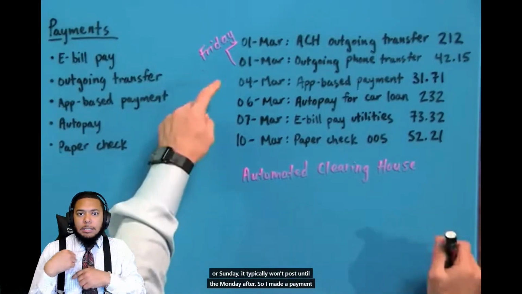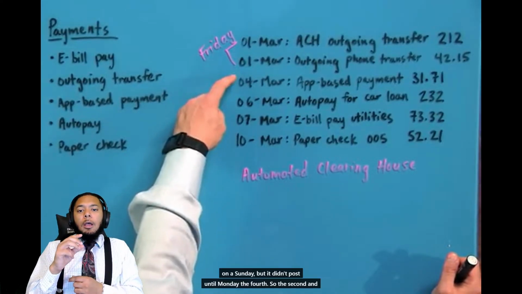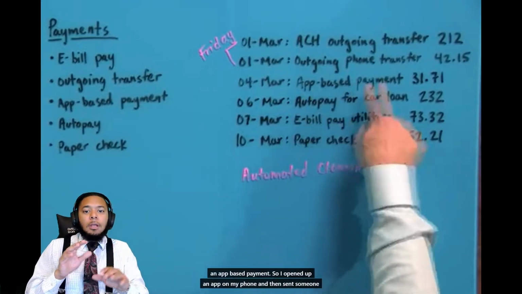Typically, like most people, banks like to take the weekend off, kick up your heels, relax a little bit. So if you make a payment on a Saturday or Sunday, it typically won't post until the Monday after it. So I made a payment on a Sunday, but it didn't post until Monday the 4th. So the 2nd and 3rd were Saturday, Sunday, and then the 4th was Monday. So that was an app-based payment.